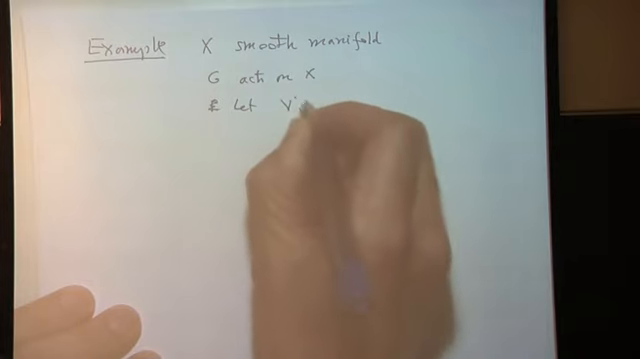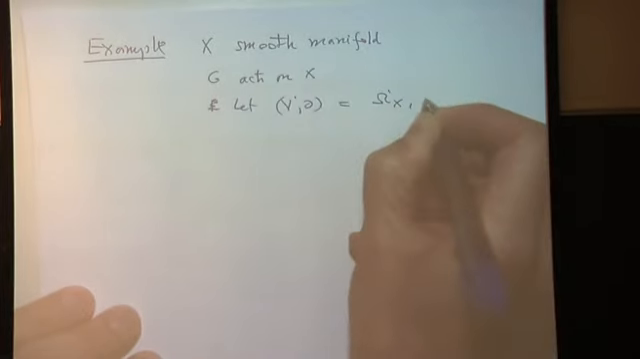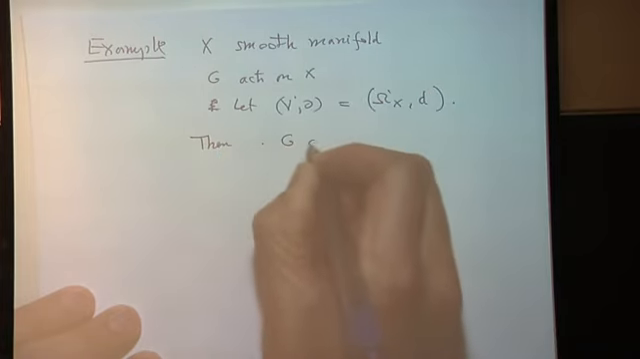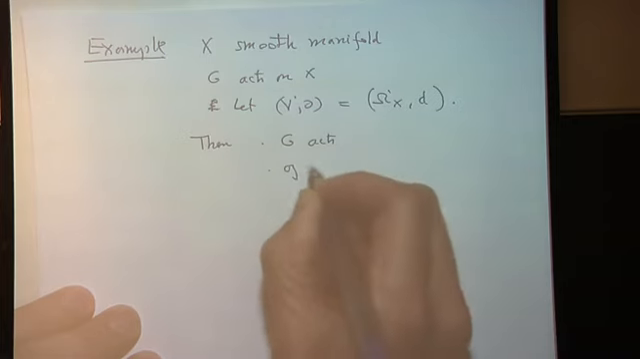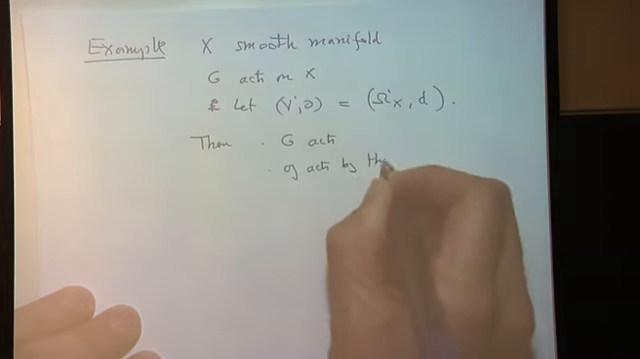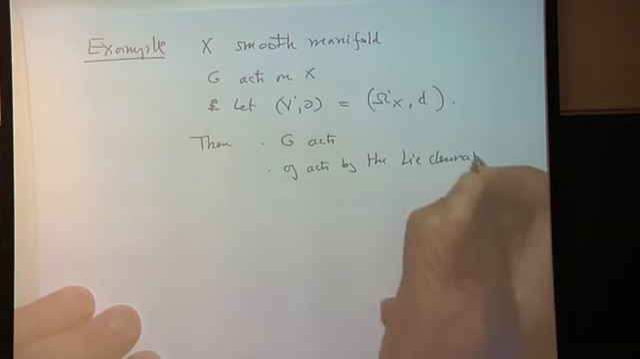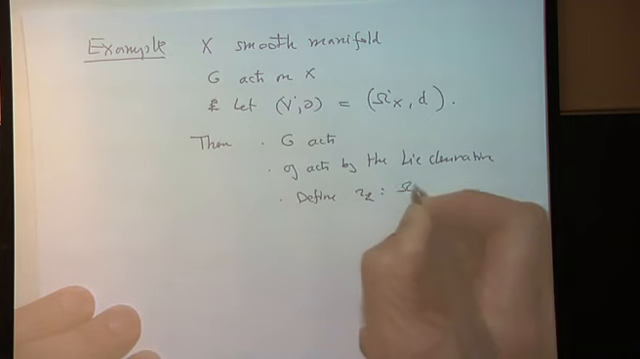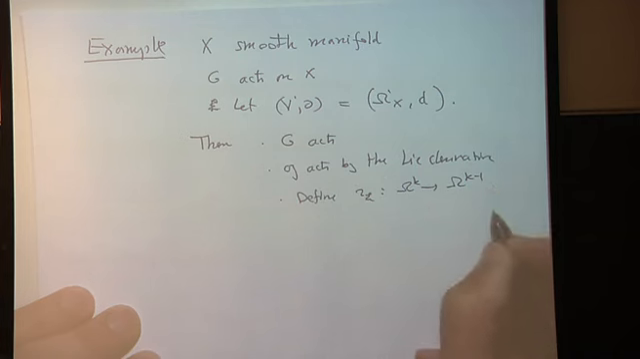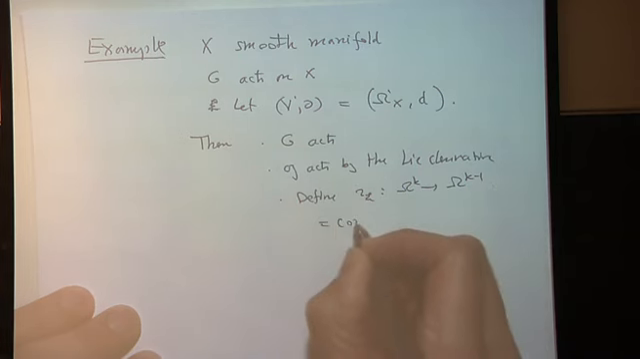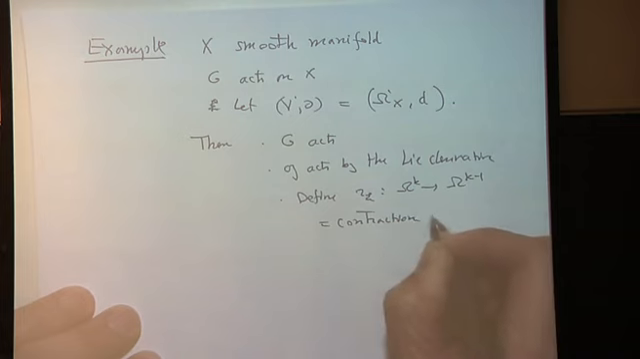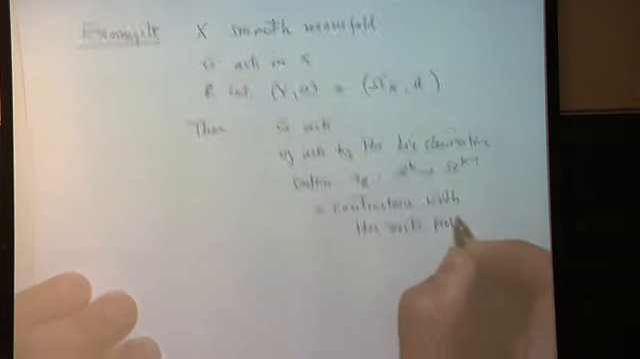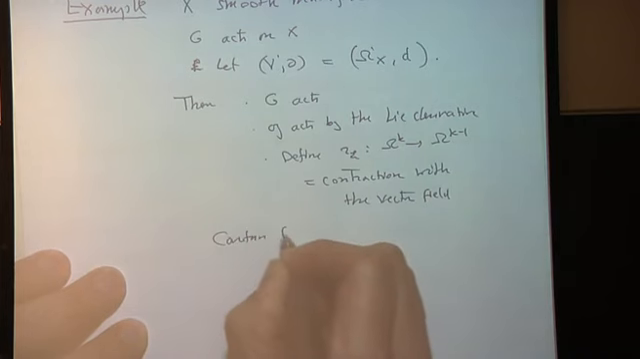Let the complex V be the de Rham complex, differential forms with the de Rham differential. And then, of course, you have that G acts on everything. The Lie algebra acts by the Lie derivative. And if you define iota psi from omega k to omega k minus 1 in the usual way, that is by contraction with a vector field psi, then you have the Cartan formula, which is exactly what we wanted.